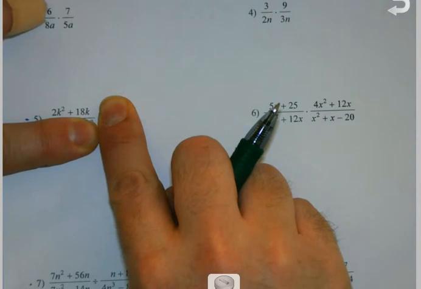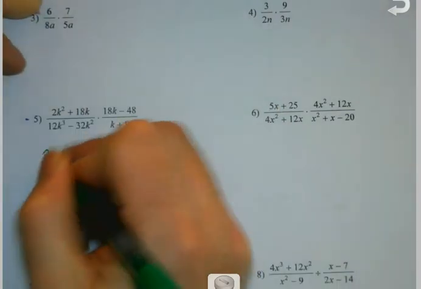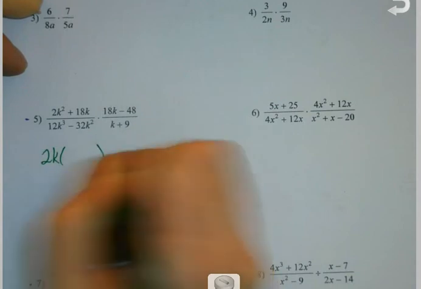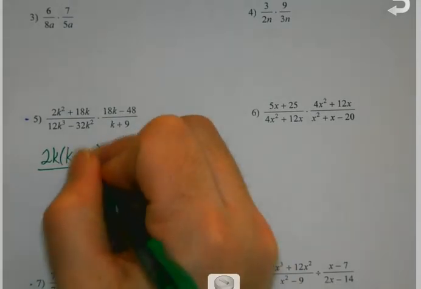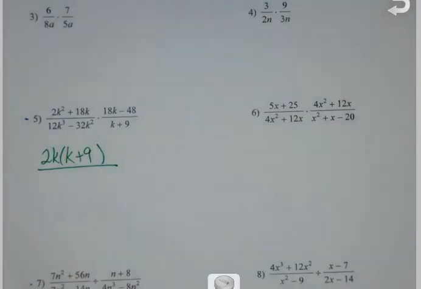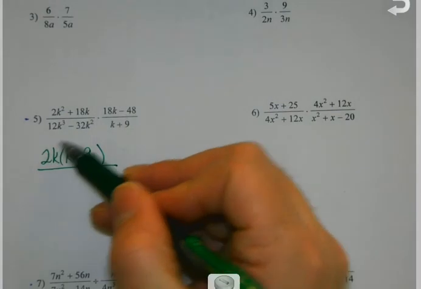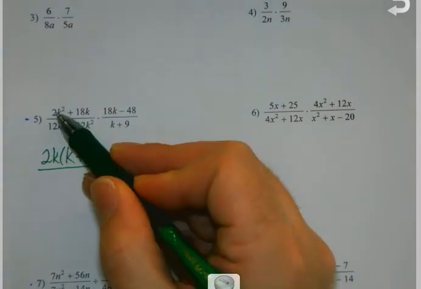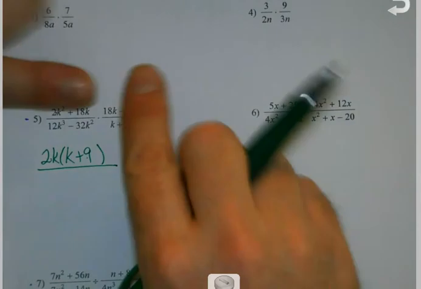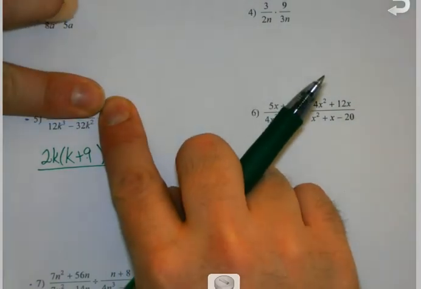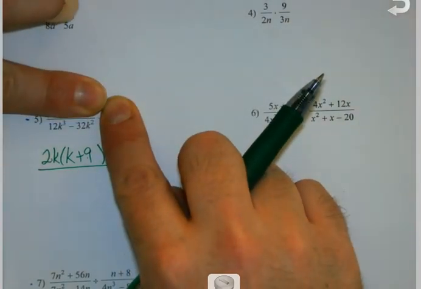Do those 2 terms have anything in common? 2k. So what's that leave me with to put in my parentheses? K plus 9. And again, if you're not sure, if you're like, I think that's right, you always can go back and distribute 2k times k, yeah, 2k times 9, okay. Kind of work that through. But we're just going to work piece by piece through these, making sure we factor everything we can.